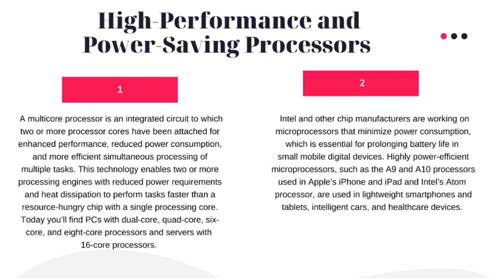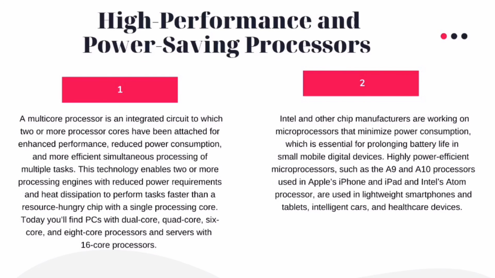First, a multi-core processor is an integrated circuit to which two or more processor cores have been attached for enhanced performance, reduced power consumption and more efficient processing of multitasks. This technology enables two or more processing engines which reduce power requirements and heat dissipation to perform tasks faster than a resource-hungry chip with a single processing core. Today, you will find PCs with dual-core, quad-core, 6-core and 8-core processors and servers with 16-core processors.